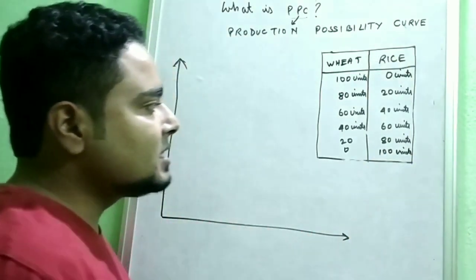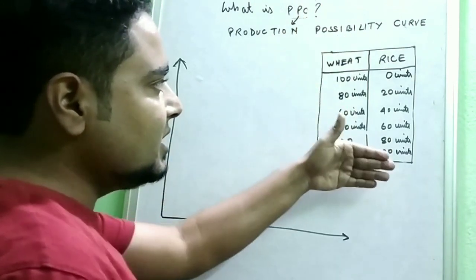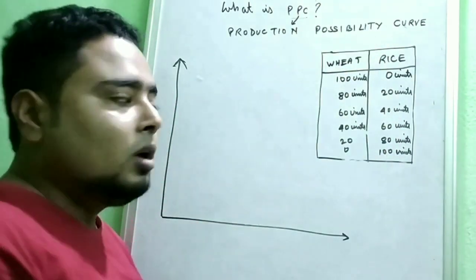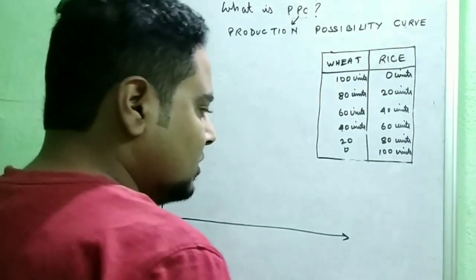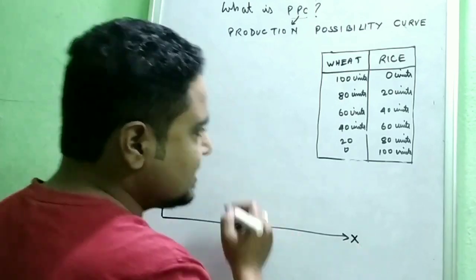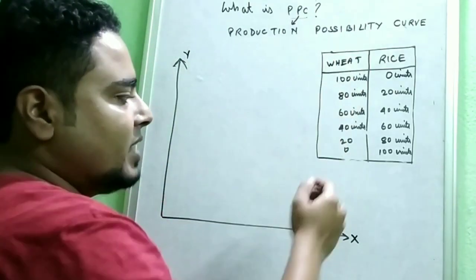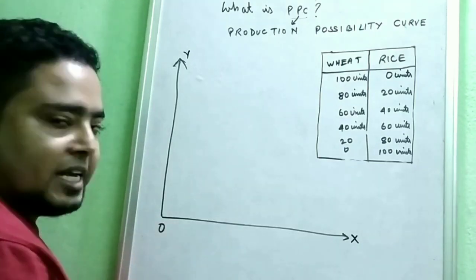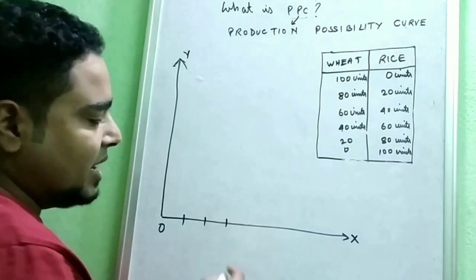So slowly in this table you can easily see that as this is decreasing, this is increasing. Now we will put the same thing in our graph. While plotting this in the graph, we need to remember that this is the x-axis, this is the y-axis, and we need to plot the same given items, and this is 0, as you know.